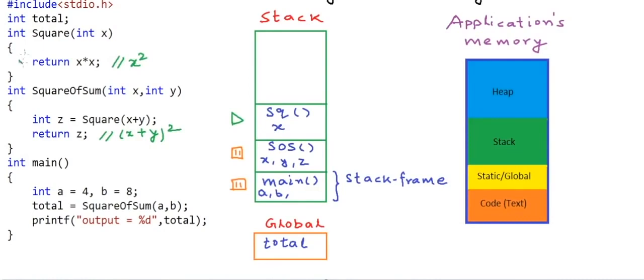Let's say right now we are at this particular statement. We are executing this statement. So at this stage, call stack will have these three methods. Now when this method finishes, we will return back to this particular statement.